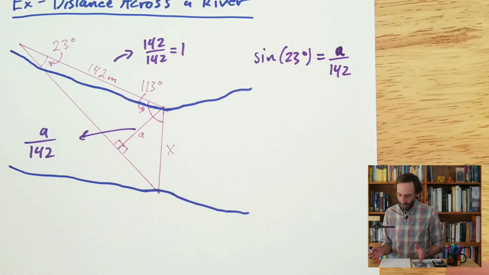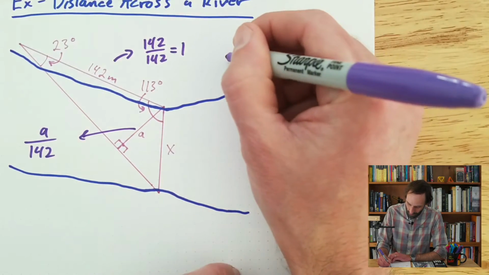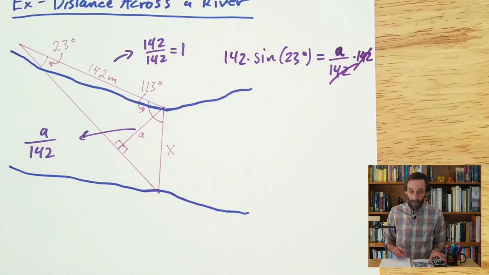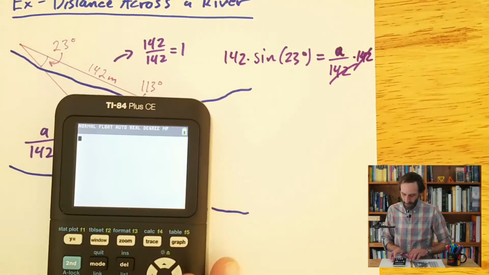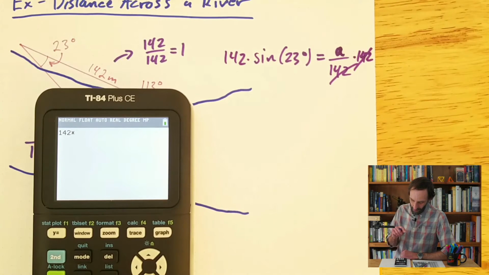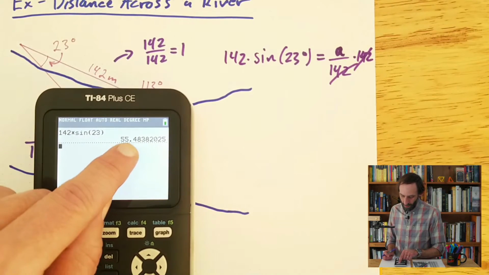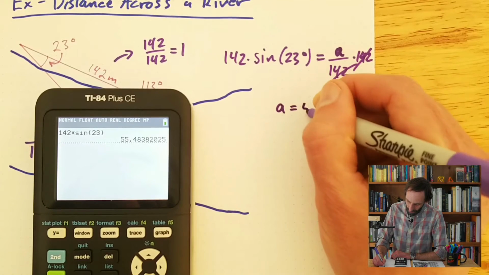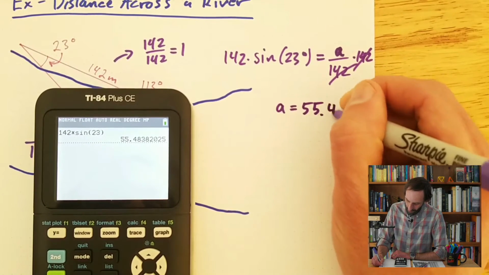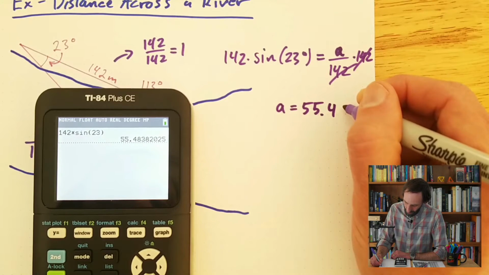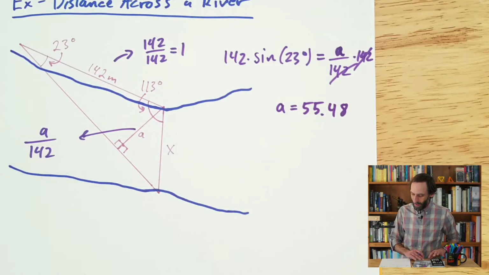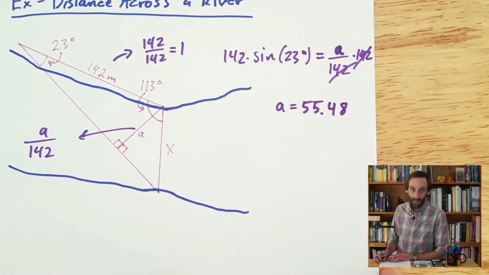And now in order to solve this, I'll just multiply both sides by 142. And I can plug this in my calculator. So 142 times the sine of 23 degrees, and I get 55.48. I'll round to the nearest tenth of a meter. And so I get A is equal to 55.5. Oh, sorry about that. Well, I'll just round to the nearest hundredth, or 8, because I wrote the wrong digit there. So that's how we'll fix it. We'll round to the nearest hundredth, nearest centimeter in this case.